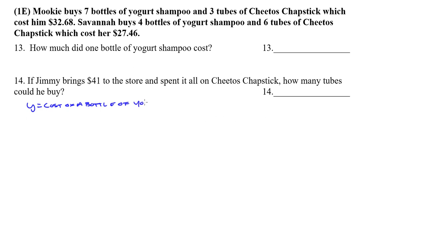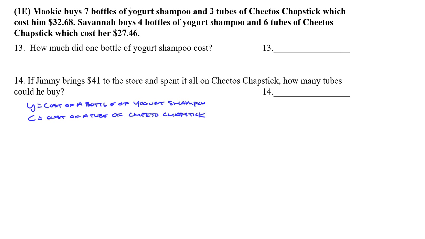of yogurt shampoo. Okay, and then C is going to be the cost of a tube of Cheeto chapstick. All right. I like to set my variables up so that at least it makes sense with the problem. You don't have to, but you can do X and Y, and that works just fine.